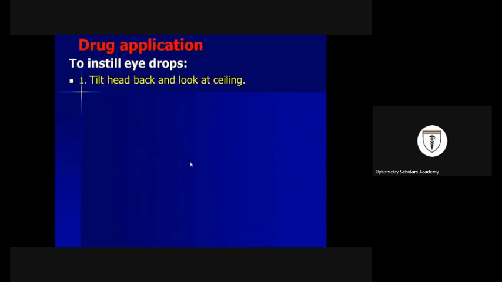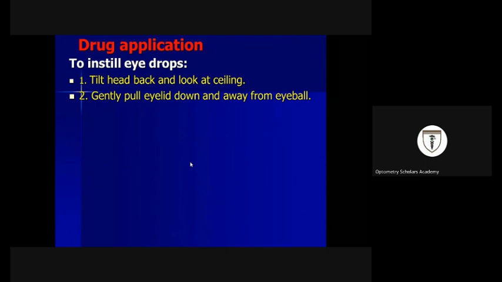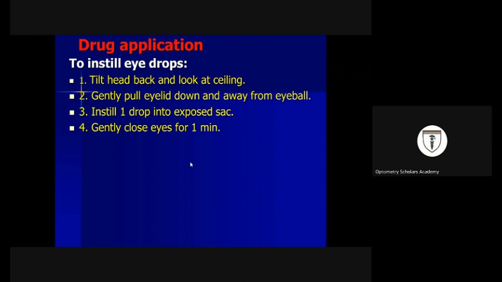So now drug application, how to instill eye drop. To instill eye drop, the first step is to tilt the head back and tell the patient to look at the ceiling. The second is to gently pull down the lower eyelid away from the eyeball. So just draw it down. Then you instill one drop into the fornix, into the sac of the lower eyelid. Then gently close the eyelid and ask the patient to close the eyes for 1 minute. Within 1 minute, that is enough for the eyes to absorb these drugs.